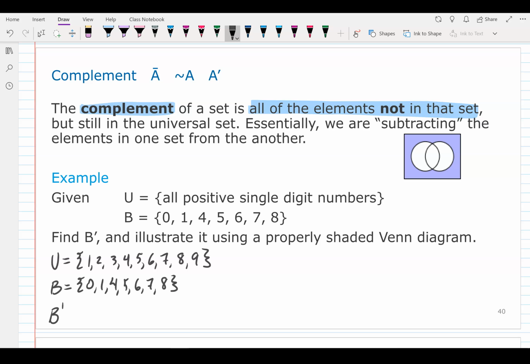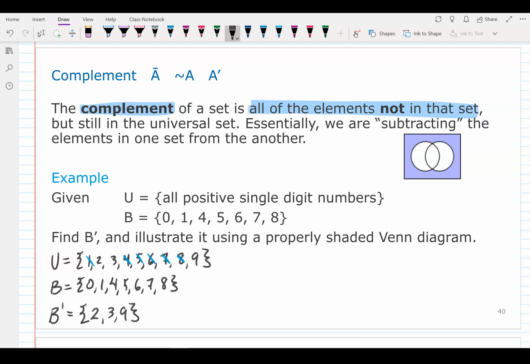Not B, or the complement of B, are all the numbers that are not those numbers. So I'm going to look at these numbers here and take them away from the universal set and see what I'm left with. So it's not 0 or 1, so it's not this. It's not 4. It's not 5. It's not 6. It's not 7. It's not 8. So the numbers that are not 0, 1, 4, 5, 6, 7, 8, but are in the universal set are 2, 3, and 9.